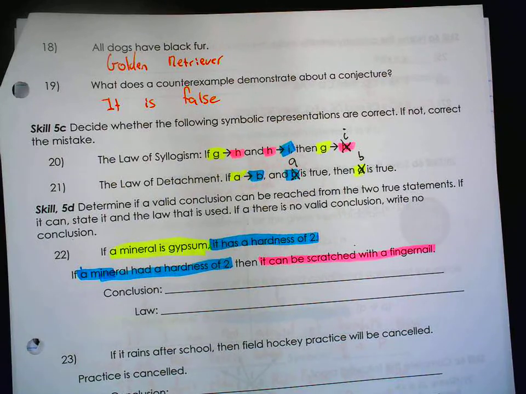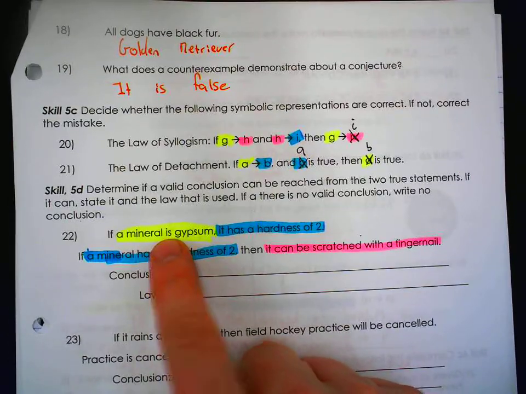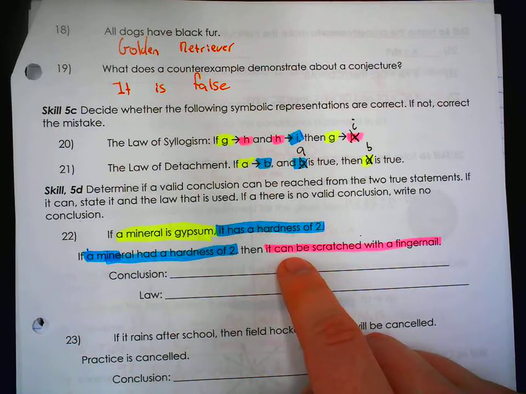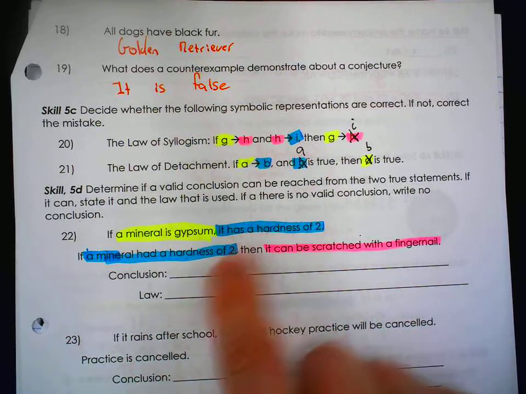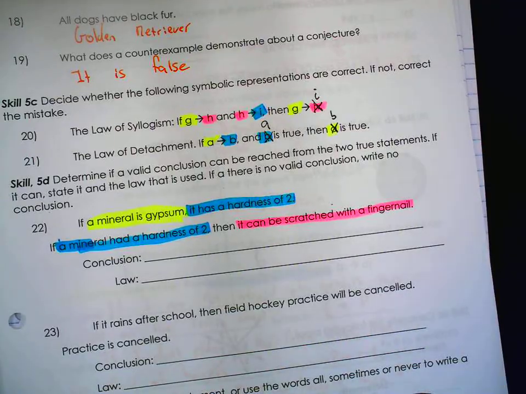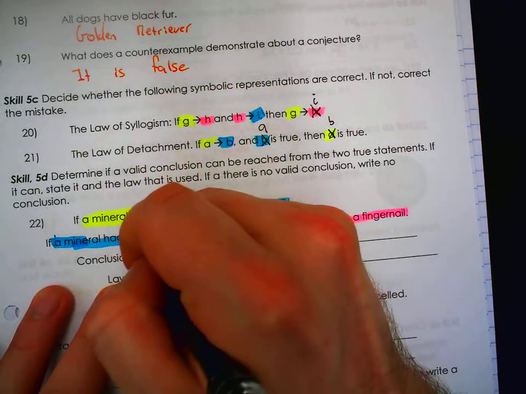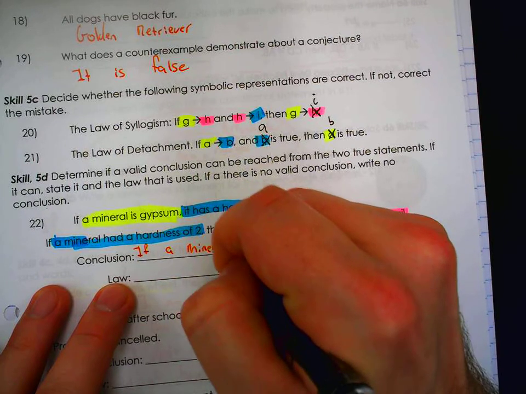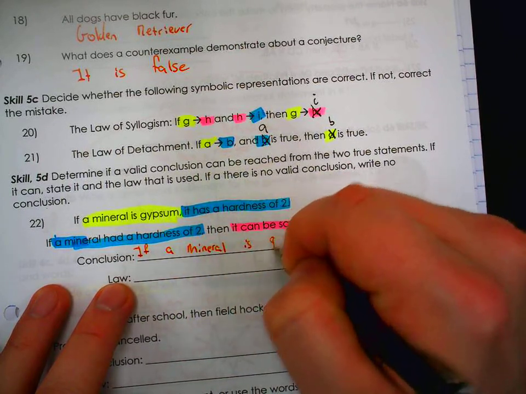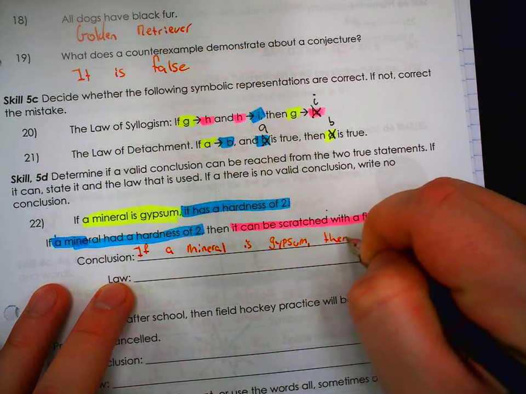The law of syllogism is like the transitive property. So if I look at my statements, I'm going from yellow to blue and then blue to pink. Well, the law of syllogism says I can just cut out the middleman and go directly from yellow to pink, because these two things link up with blue. So my conclusion would be, if a mineral is gypsum, then it can be scratched with a fingernail.